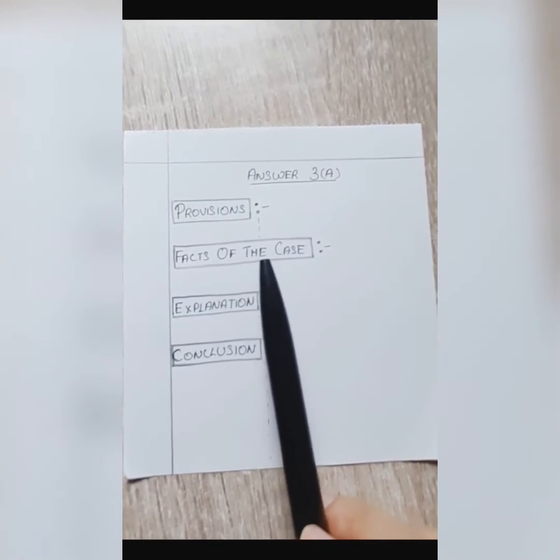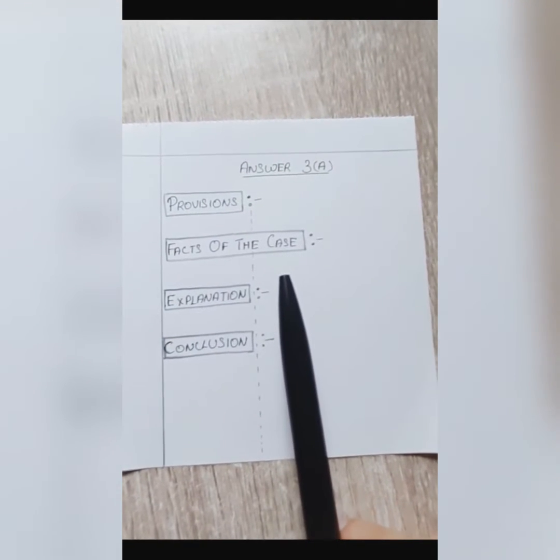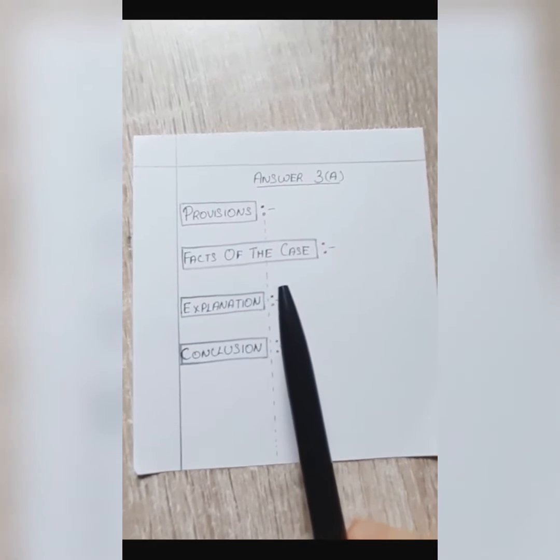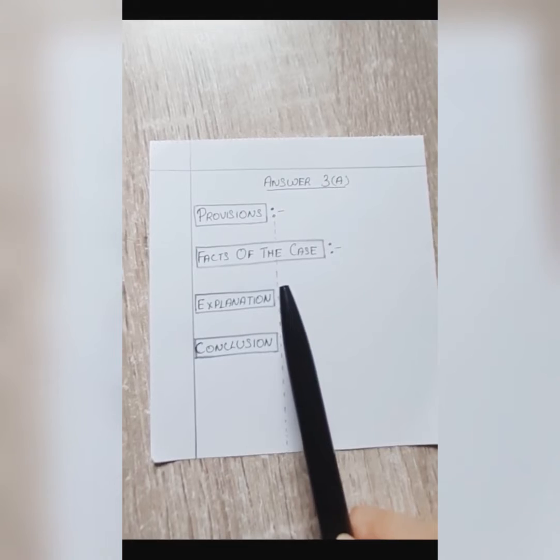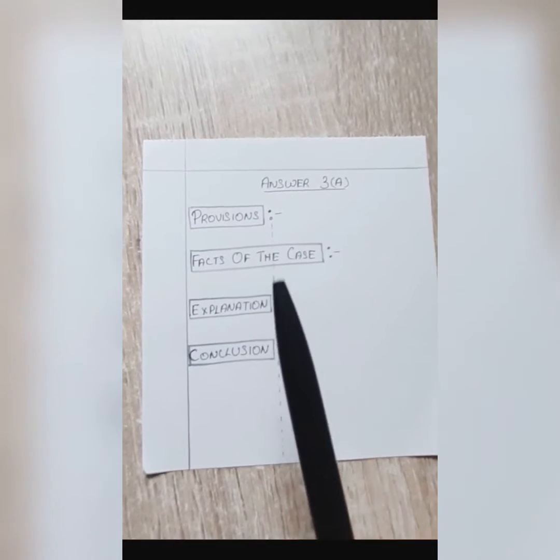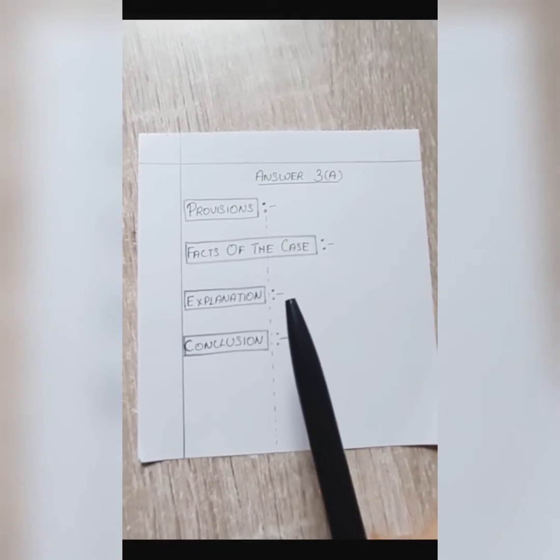Next, you're supposed to write the facts of the case and state the facts of the case one by one. Once you're done stating all the facts of the case, write the explanation of the case study. You need to connect the facts of the case with the provisions and write it under the explanation heading.